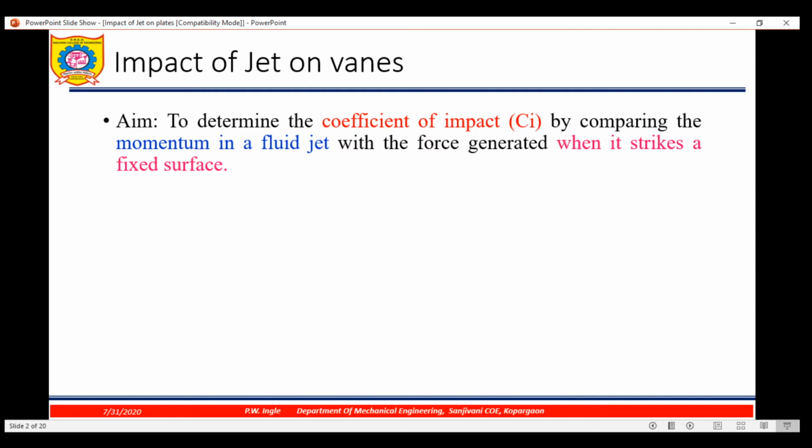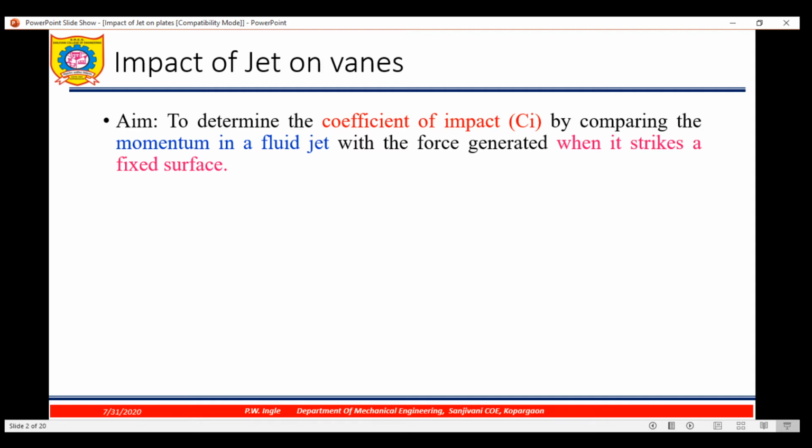The equation for the fixed flat plate is rho A V square. Here we are using a curved plate, that is a hemispherical plate, so it is 2 rho A V square. And for the inclined plane it is rho A V square sin square theta. So we have to calculate the theoretical force.